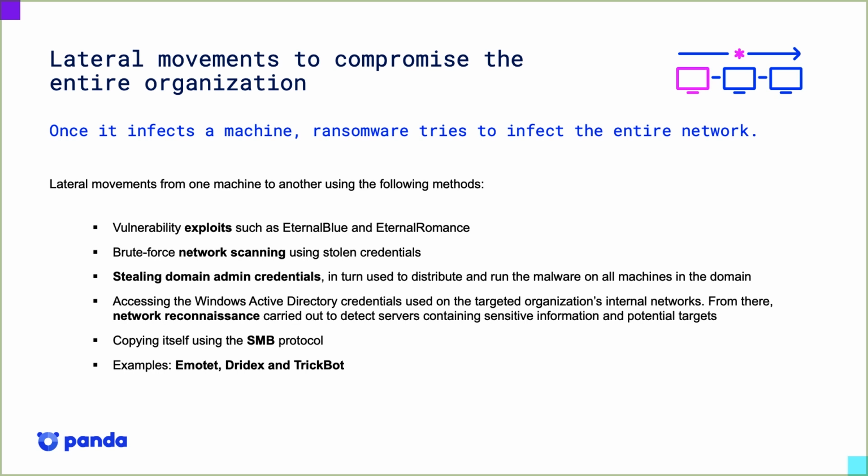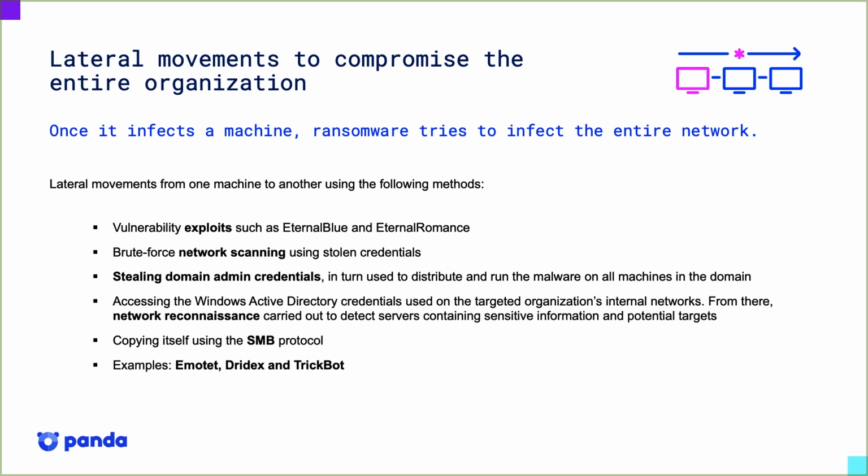Lateral movements typically take place in a couple of different methods. Vulnerability exploits such as Eternal Blue and Eternal Romance, brute forcing credentials or stealing domain admin credentials, attacking Windows Active Directory servers, using the SMB protocol.